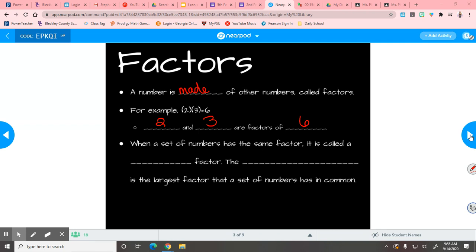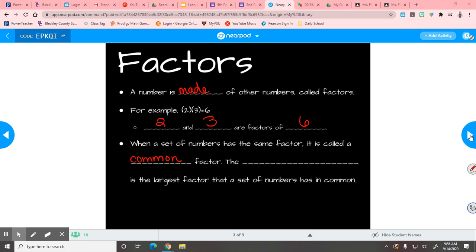When a set of numbers has the same factor, it is called a common factor. If we have something in common, that means we share that. Okay? If we have something in common, that means we share it. Looney Tunes likes Looney Tunes. You like them. I like Looney Tunes. We have that in common. Okay? That's what common means.